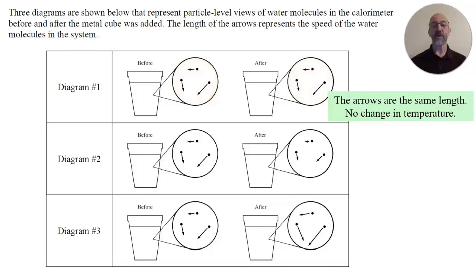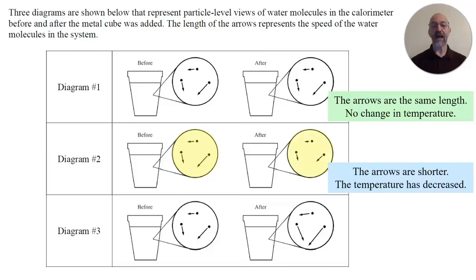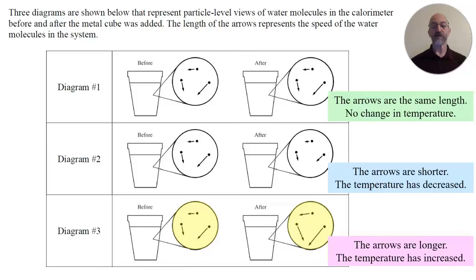Now in diagram 2, the length of the arrows has changed, but in the wrong direction. We can see in the after picture, those arrows are actually shorter in length, and that would indicate that the temperature of the water has decreased because the speed is slower. So that's not the correct diagram that we're looking for. It's going to be diagram number 3. If you focus on the arrows in the before versus the after picture, we can see that in the after picture, those are longer arrows representing a faster speed and an increase in temperature.